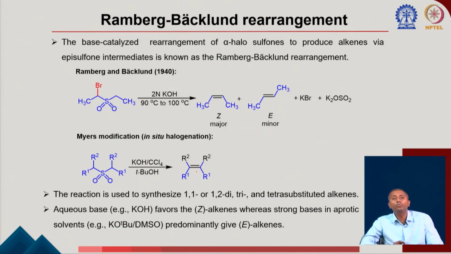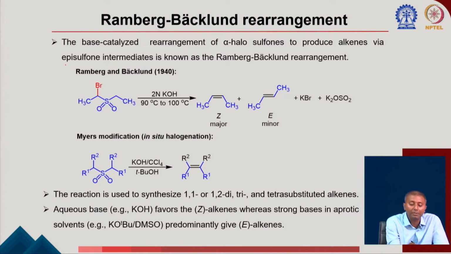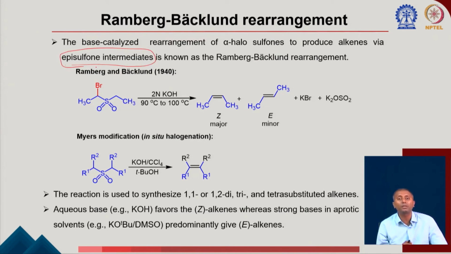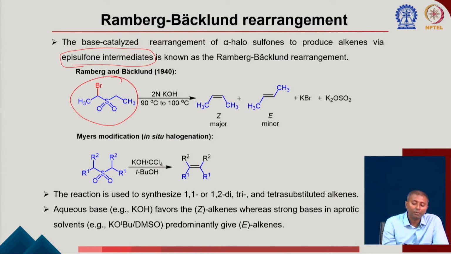So now we are going to move to another important rearrangement reaction called the Ramberg-Bäcklund rearrangement reaction. This is a base catalyzed rearrangement of alpha-halosulfone to produce alkenes via an episulfone intermediate. Previously in the Favorskii, if you remember, I was talking about alpha-bromocarbonyl compound, but here I am talking about alpha-bromosulfone. So now once you treat with base, what is happening?